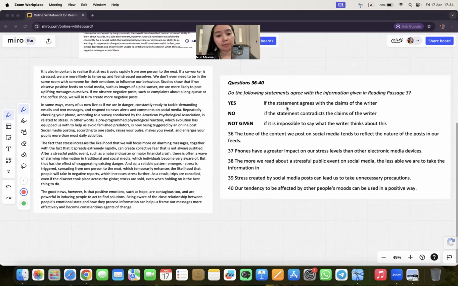So as I mentioned earlier, not given is the tricky option. Sometimes you're deciding between no or not given. Let's try to explain this. Not given is when you can't really find this information. So this is when you have to choose not given. And let's go to the questions.